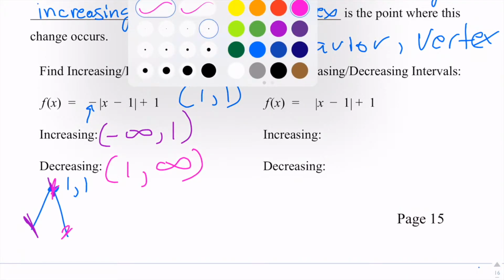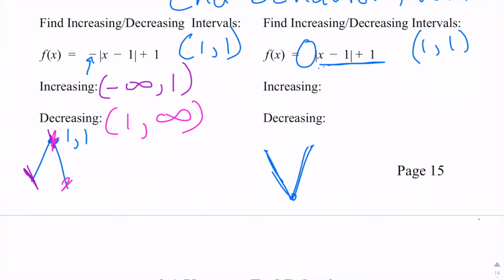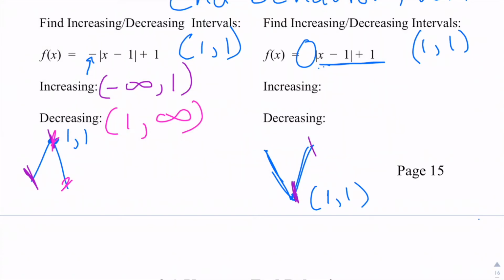And again, over here with a different function, I know that my vertex is at 1, 1, and I now don't have that same reflection, so I know that my graph looks kind of like this, with my vertex being 1, 1. So I know that I'm increasing from here to here, which is from 1 to infinity. And I know that I'm decreasing from here to here, which is from negative infinity to 1.